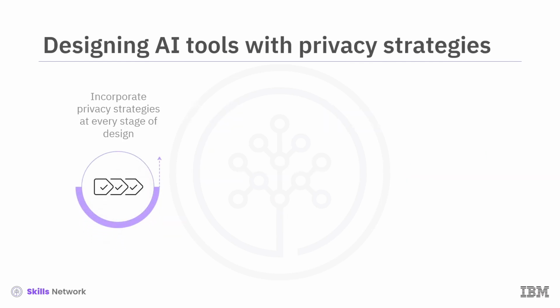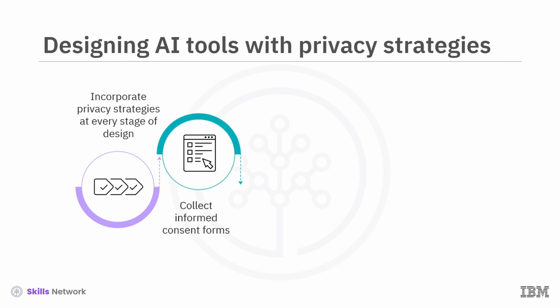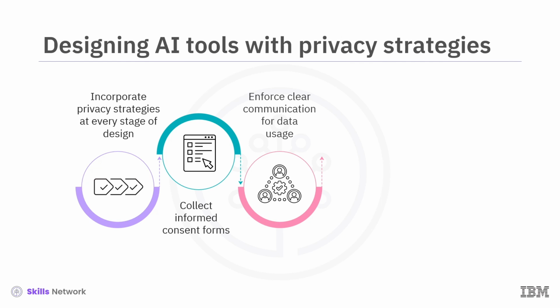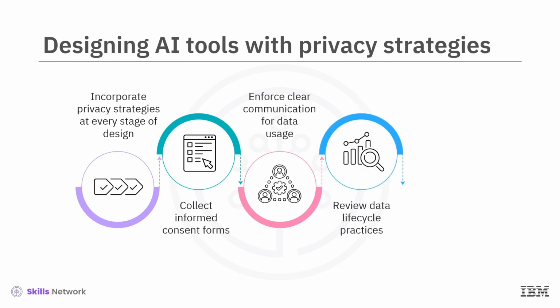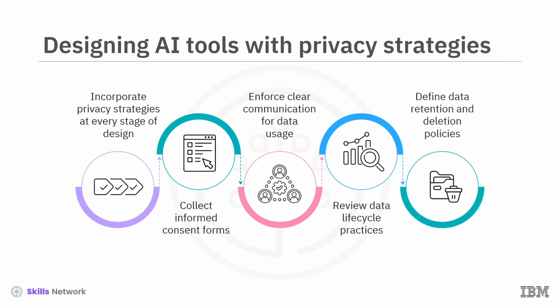Designing AI tools with privacy strategies at every stage of their development ensures that privacy features are primary concerns. Collecting informed consent forms from learners and parents. Communicate clearly about the scope of data collection and usage. This approach enforces transparency between learners, parents, and educational institutes. Regularly reviewing data lifecycle practices and defining data retention and deletion policies ensure that the data complies with privacy standards.